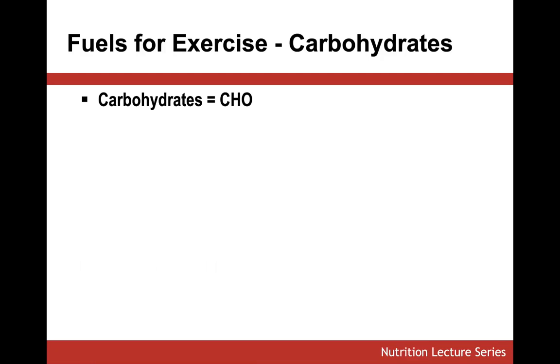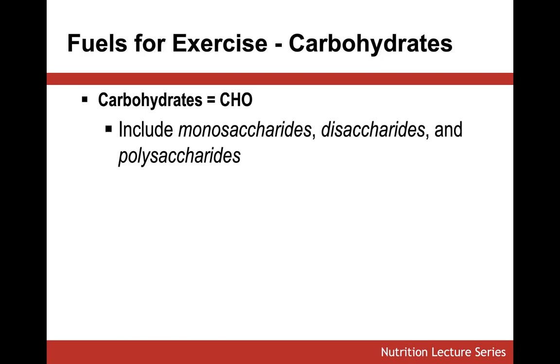A lot of times you'll see me denote carbohydrates with the abbreviation CHO. Carbohydrates include a couple of different types: monosaccharides, disaccharides, and polysaccharides. A monosaccharide is just a single glucose molecule. And glucose, we tend to see as blood sugar because this is the usable form of carbohydrates in the human body. The glucose is what's converted into ATP via the glycolytic pathway and aerobic respiration, also known as oxidative phosphorylation.